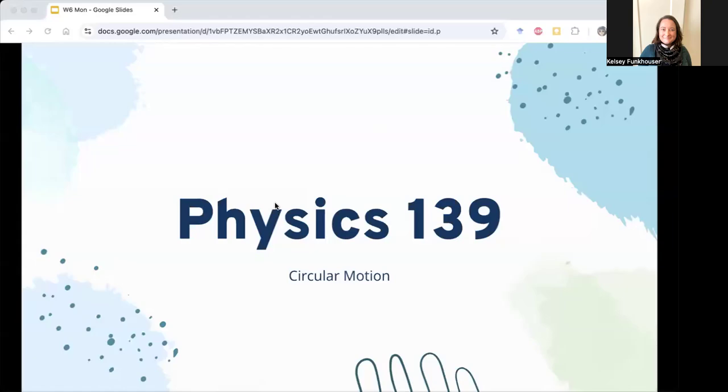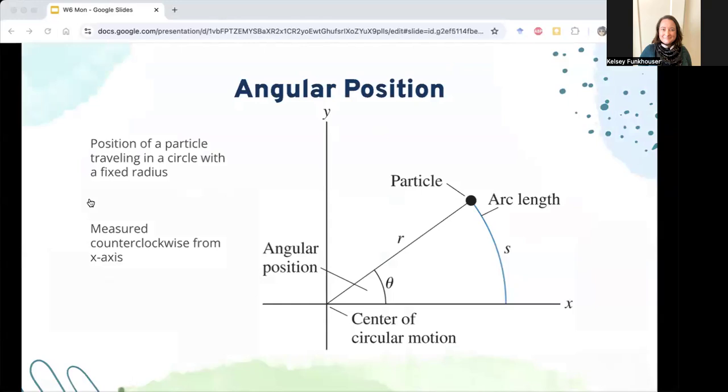Hi, we are going to talk about circular motion. Before we dive in, I want to point out that circular motion works like linear motion. We just have different names for the variables and different units. So first we have angular position.